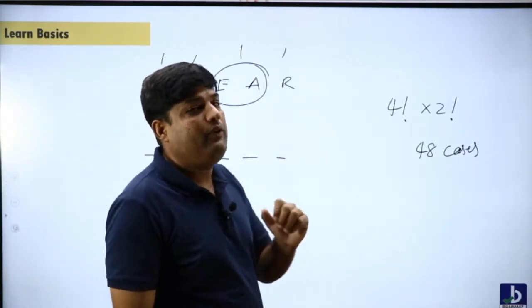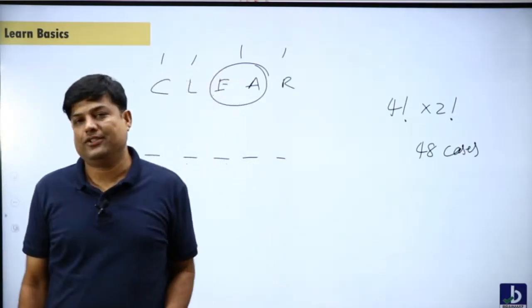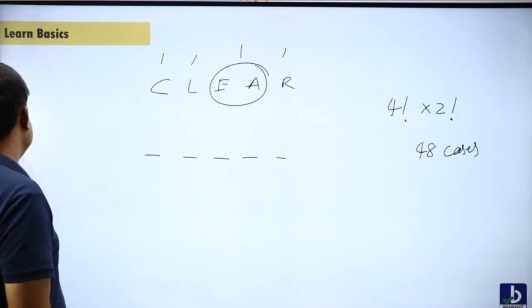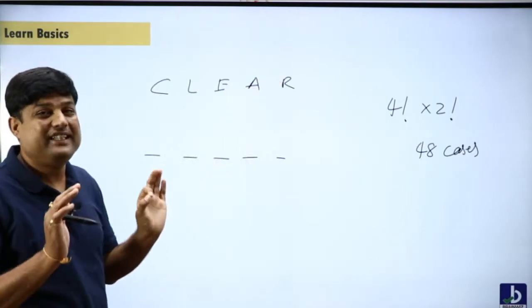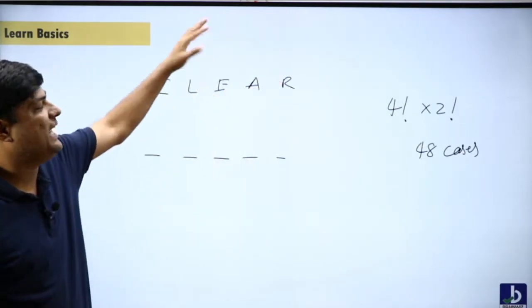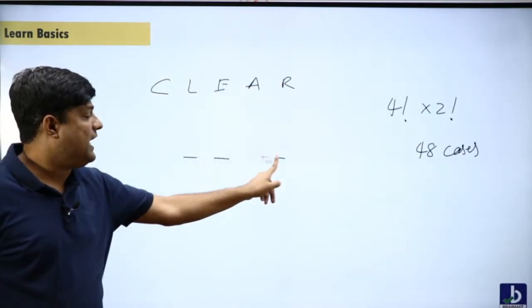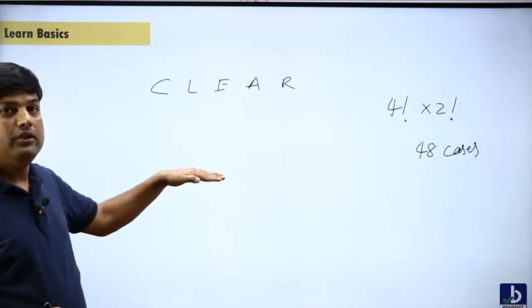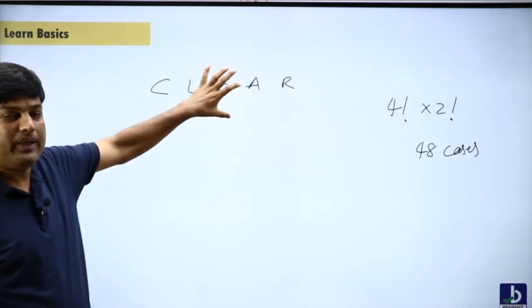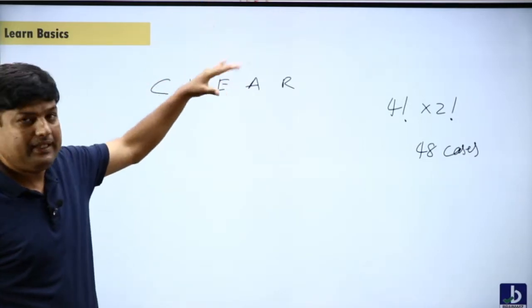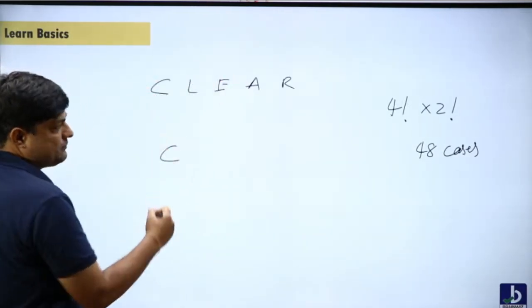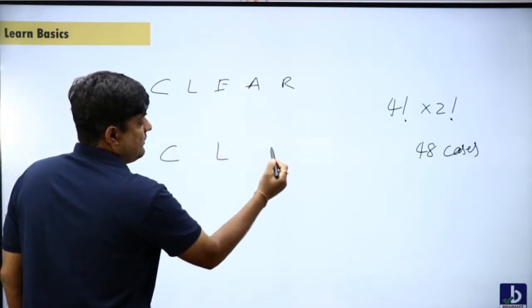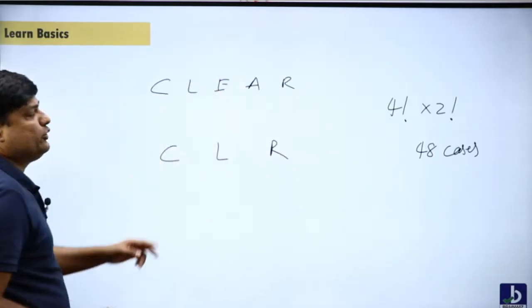But when vowels are not together, what should we do? So when vowels are not together, first we should request these vowels to stay out. We should not ask these vowels to step in. So we should take these vowels outside, and the rest of the letters should be inside. For example, have a look here. C, L, R. These letters should be welcome.